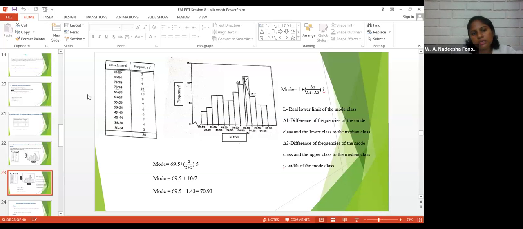Delta 2 is the frequency difference between the mode class and the upper class. That is 7 and 12. The difference is 5. No need to take plus and minuses here. We need only the difference. That is why delta here. So no need to put minus 5 or like that. Just take the difference. Then calculate it like this.